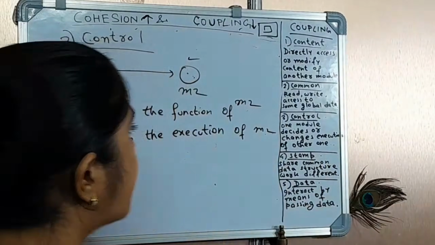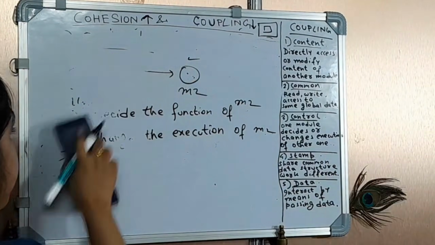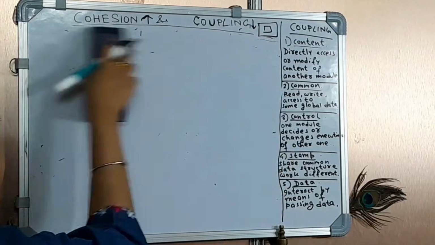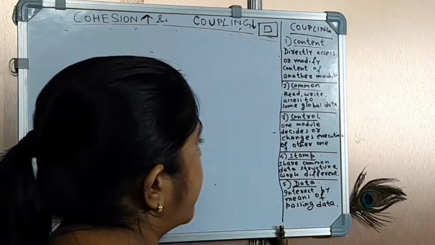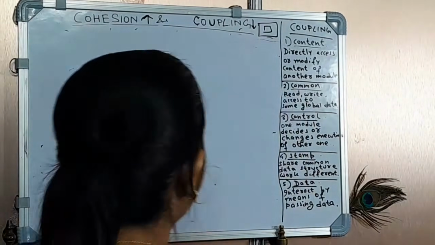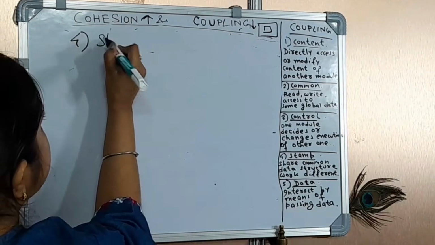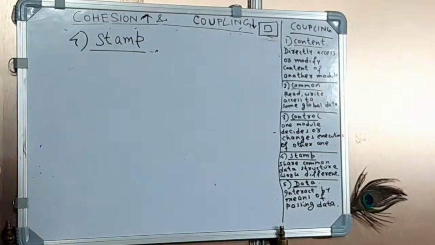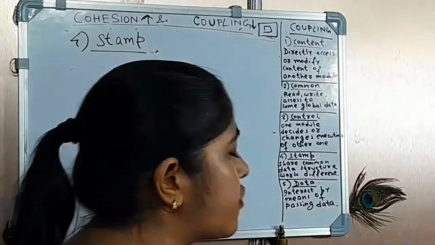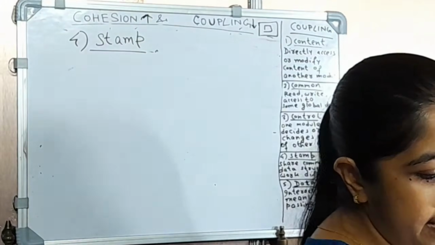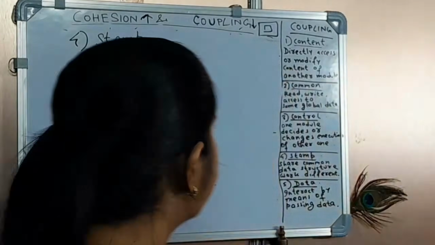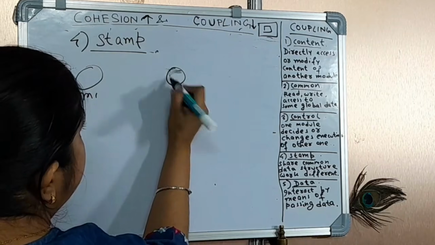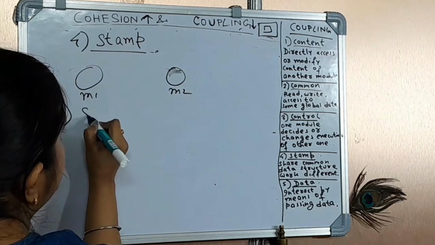Clear? Now we will go to our fourth kind of coupling. Mainly in coupling you can easily see from the name what the function of the coupling is. Mainly in 1, 2, 3 they are suggesting what the function of the coupling is. Now the fourth coupling is our stamp coupling. Here they share a common data structure but work on different things. Suppose M1 and M2 are there, they are sharing the same data structure.